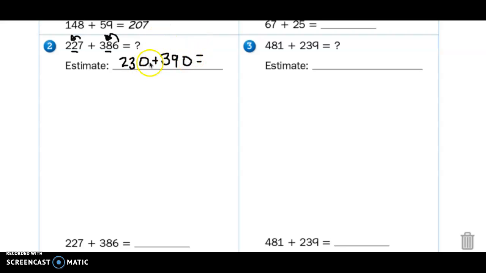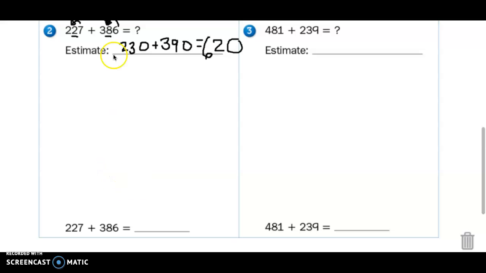Well, in my ones place, I see 0, so I know it's automatically 0. 9 plus 3 is what? 9, 10, 11, 12. I can put a 2, and I know that I need to add 1 more 100. 2 plus 3 is 5, plus 1 more 100 is 6. So my answer is about 620. Let's see what our exact answer is.